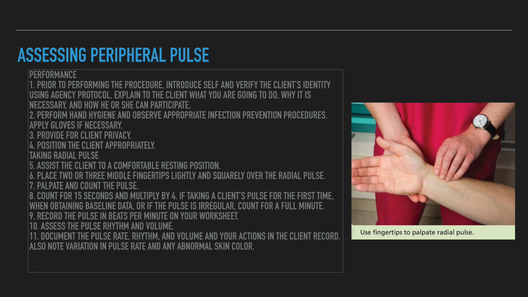If pulse is irregular, count for 1 full minute. If irregular pulse is a new finding, assess apical radial rate. Count the initial pulse as 0. Rationale: prevents overestimation of pulse. If pulse is irregular, a longer counting period ensures a more accurate pulse rate determination. An apical radial rate is helpful to determine if irregular beats are strong enough to perfuse to peripheral pulse sites.